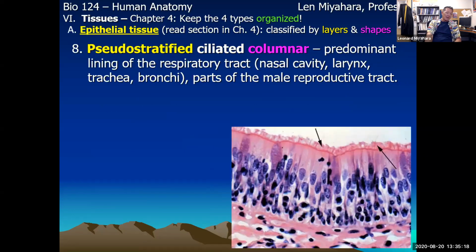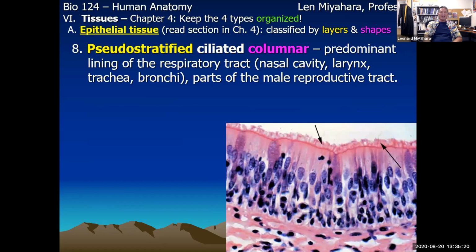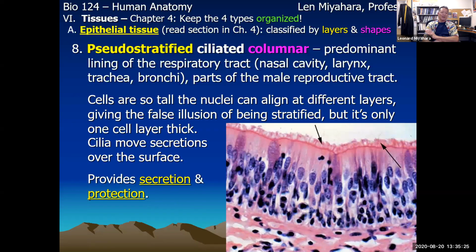The tallest epithelial cells your body makes is this, pseudostratified ciliated columnar epithelium. If I were you, I would say it like this, E before U, pseudostratified ciliated columnar epithelium. Again, you have to finish those three words with epithelium or epithelial tissue. That's your only two choices.